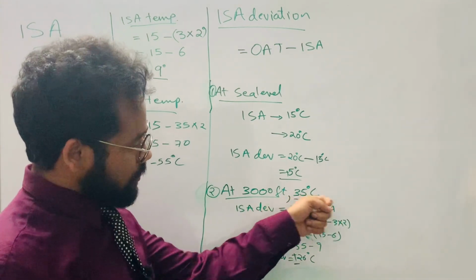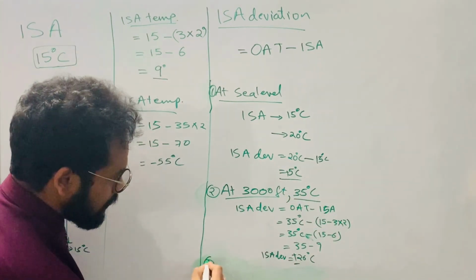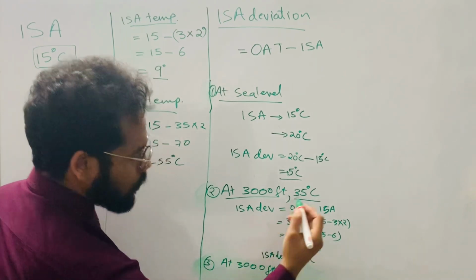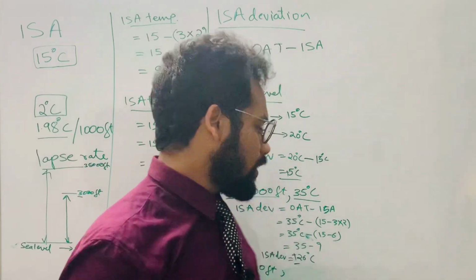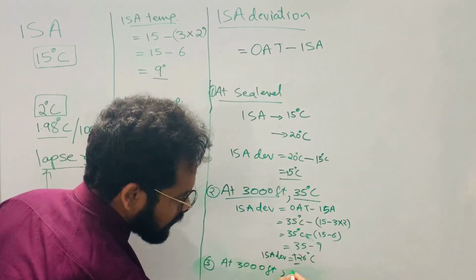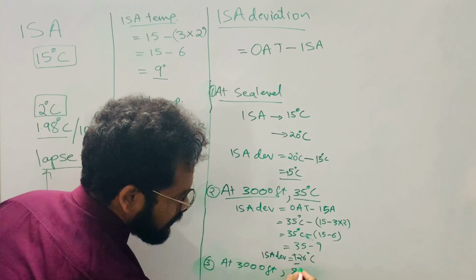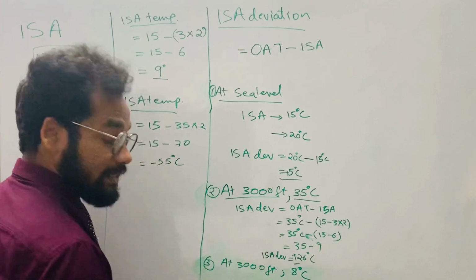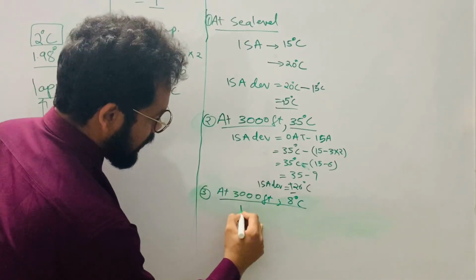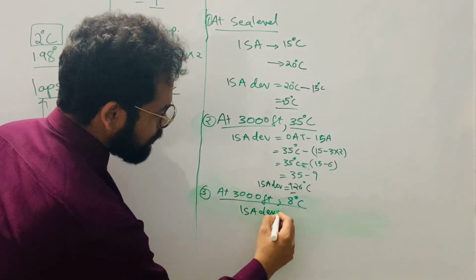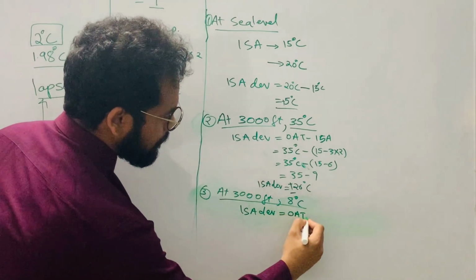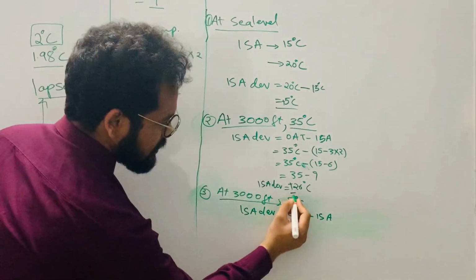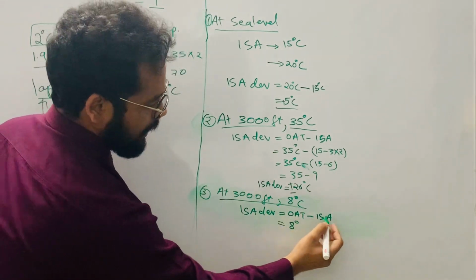with OAT of 35 degrees Celsius, and third example at 3000 feet. Suppose the OAT has changed, on a particular day it has changed to, suppose, 8 degrees Celsius. So in this case, what will be the ISA deviation? Let's calculate. ISA deviation using the same formula, which is OAT minus ISA. OAT is 8 degrees here, and ISA is how much?